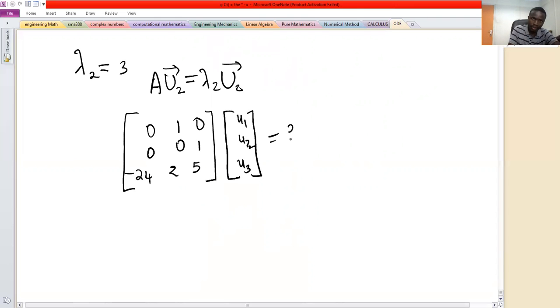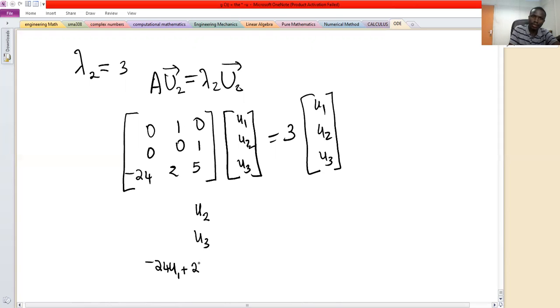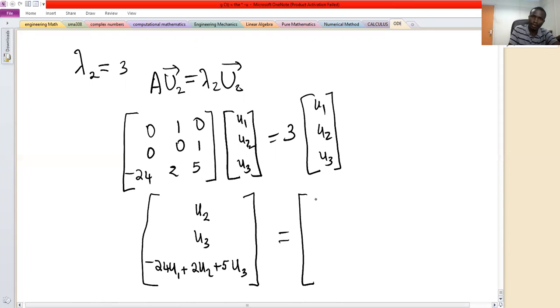Then 3 U1, U2, U3. So that this product will give us U2, and then this will be U3, minus 24 U1 plus 2 U2 plus 5 U3, should be 3 U1, 3 U2, 3 U3.